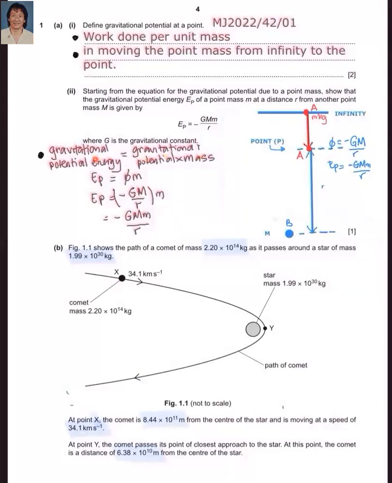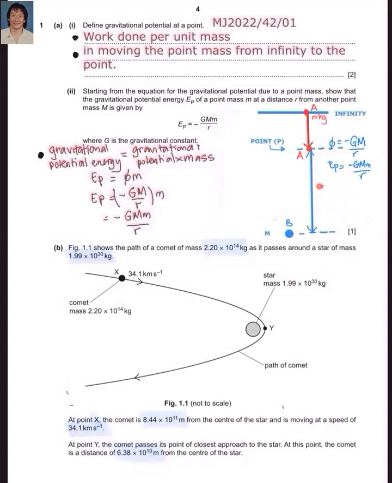To simplify our discussion, we will consider two masses represented by A and B. A has a mass of small m kilogram. B has a mass of big M kilogram. And then the point is represented by the alphabet P. We will then consider the gravitational potential and gravitational potential energy of B at this point P, and the distance between the point P and the center of B is R.